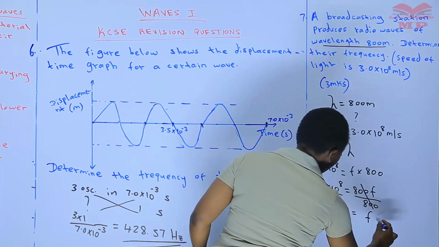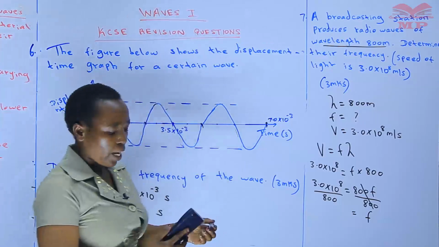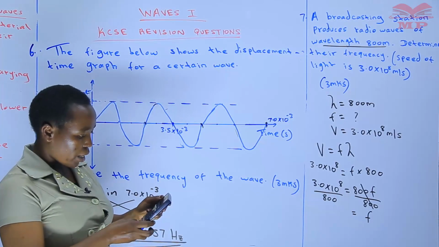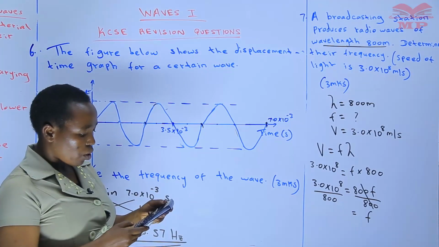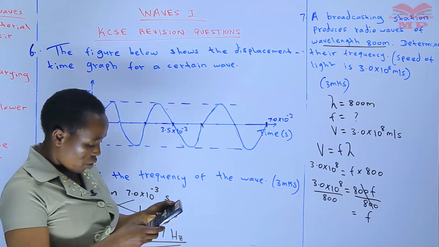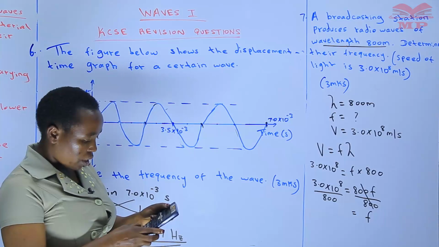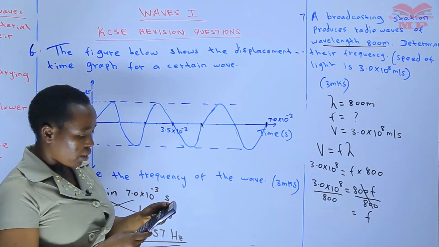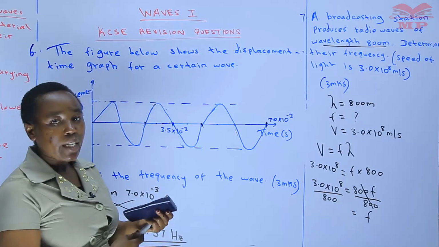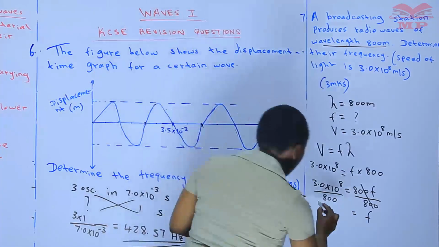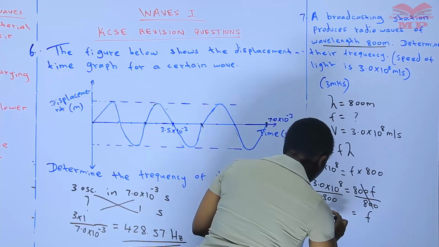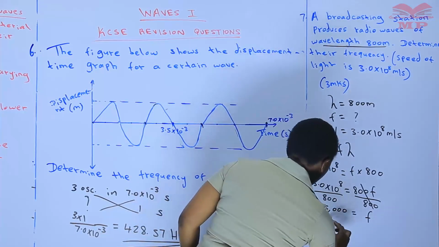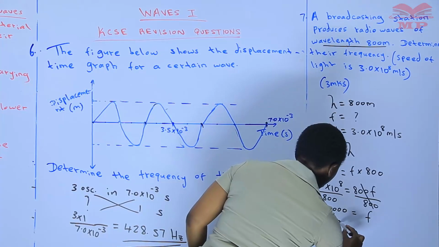So we end up getting our F as, we can divide that. We are dividing by 800. What do you end up getting? So that is 3 times 10 power 8 divided by 800. And you end up getting the frequency as 375,000.